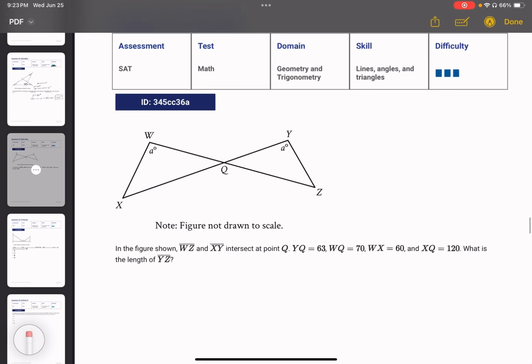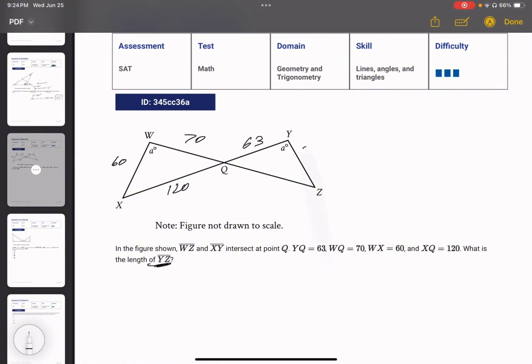Okay, important. The figure's not drawn to scale, so you can't really estimate or eyeball it. Okay, so in the figure shown, line WZ and line XY intersect at point Q. YQ is equal to 63. WQ is equal to 70. And WX is equal to 60. And XQ is equal to 120. What is the length of YZ?